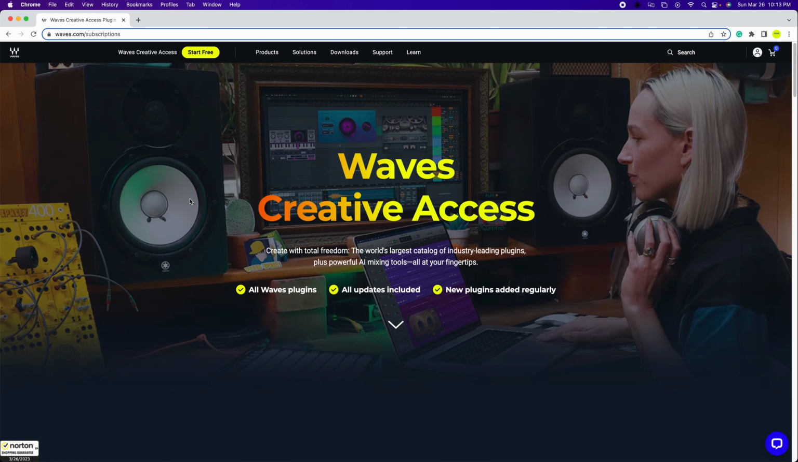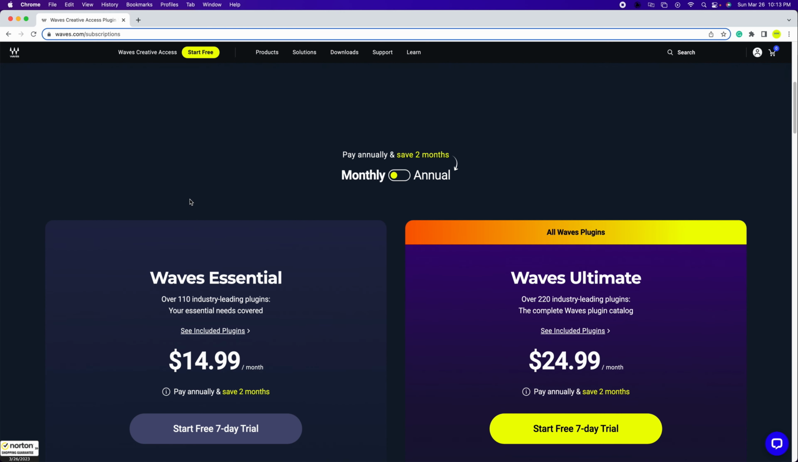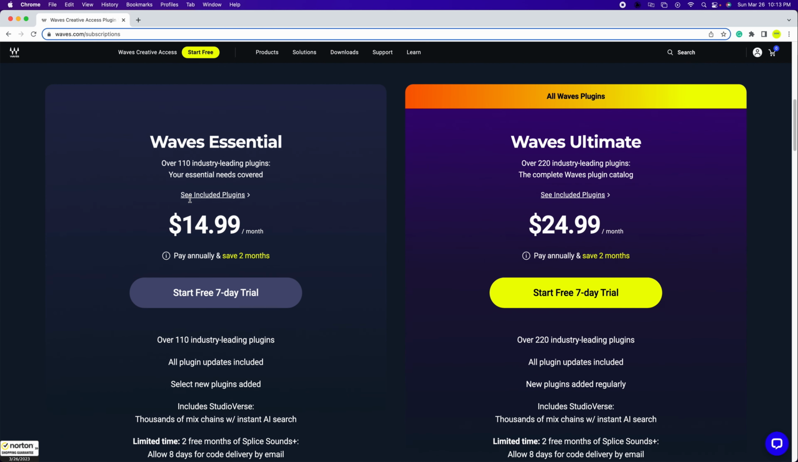So basically, if you go to the main page, this is what you're going to find now: Waves Creator Access. In here, they offer you two plans. One is called Waves Essentials, where they offer over 110 industry-leading plugins. You can either pay monthly or annually. If you pay annually, you're going to save 2 months. The same thing for Waves Ultimate, which is $24.99, but if you pay annually, you're going to save 2 months.